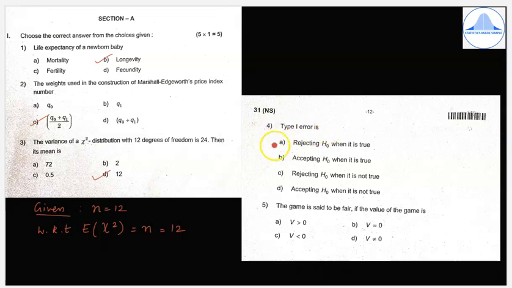Fourth, type 1 error is rejecting H0 when H0 is true. Fifth one, the game is said to be fair if the value of the game is B, that is the value is equal to 0.